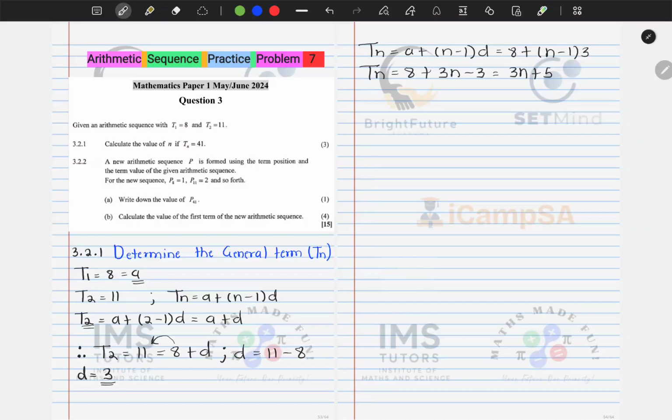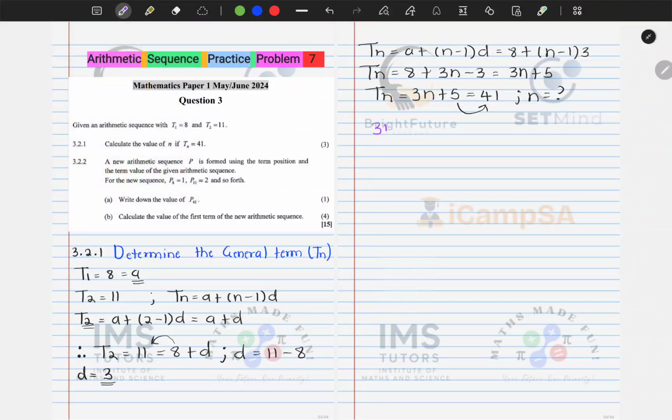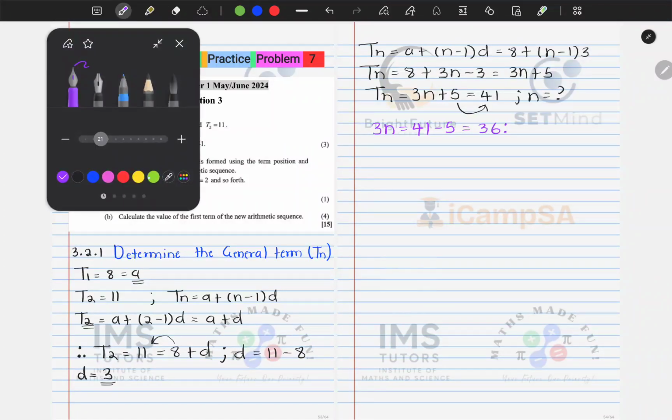So now we need to ask ourselves, if we are given that Tn is 41, what is n? So we know that Tn is given by 3n plus 5, and we are given that this is 41. So we can transpose so that we can figure out what n is. So this means we are going to have 3n equaling 41 minus 5, of which the answer we get becomes 36, okay?